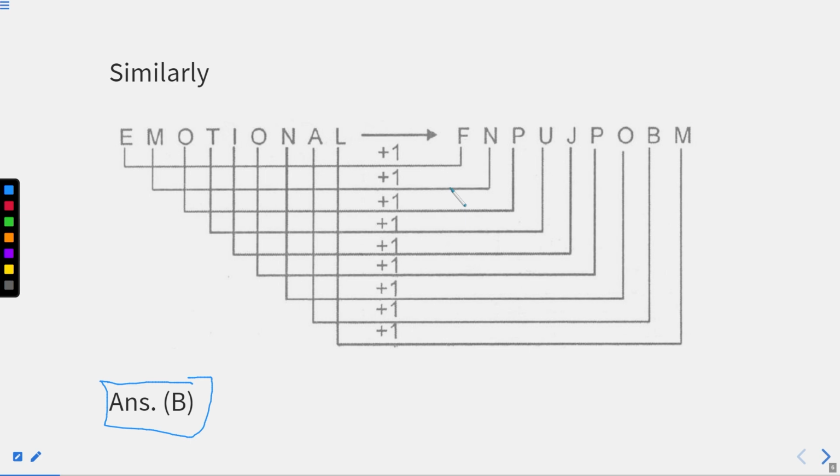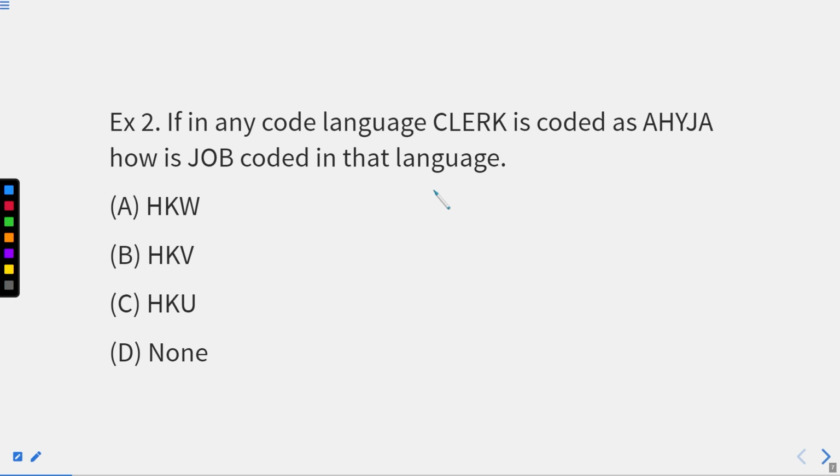Now we'll move to the next question, which comes with a new concept. I'll read the question first as I did earlier. If in any code language CLERK is coded as AHYJA, then how will the word JOB be coded in that language? As I mentioned earlier, you have to look at how C is related to A, how L is related to H.